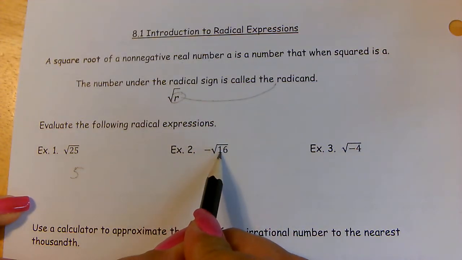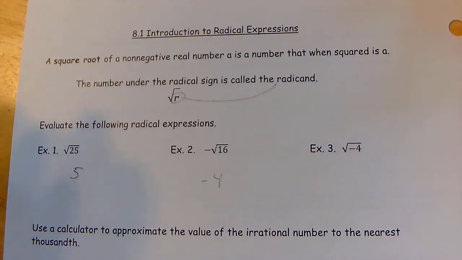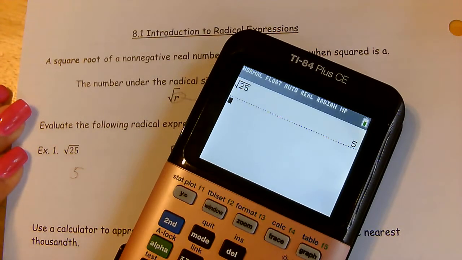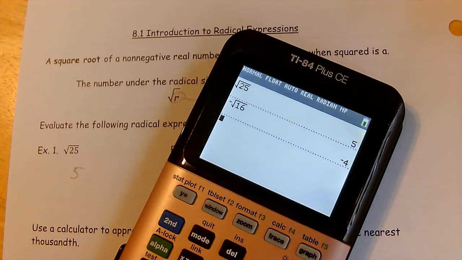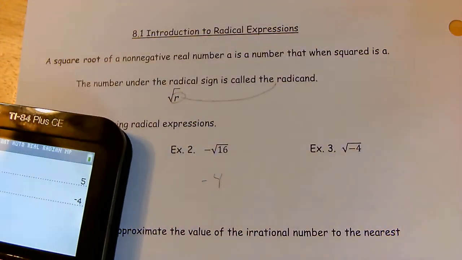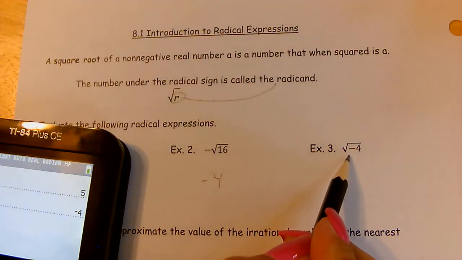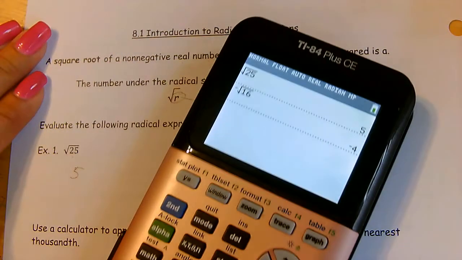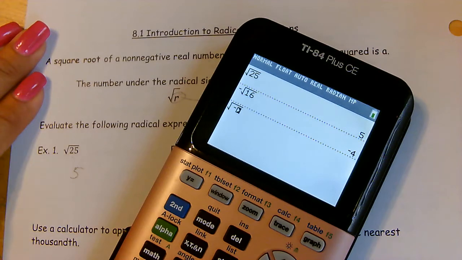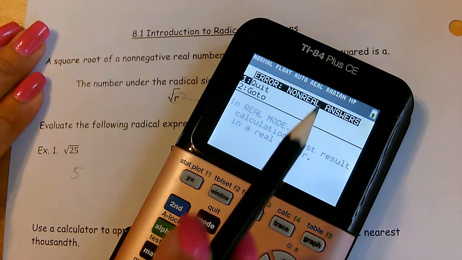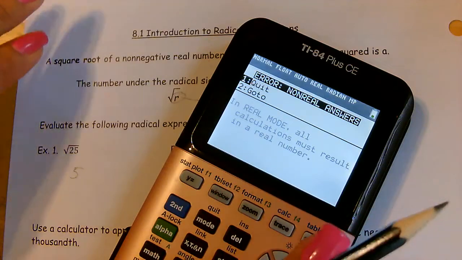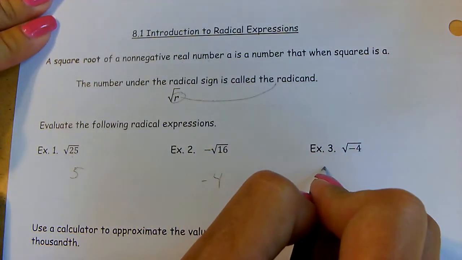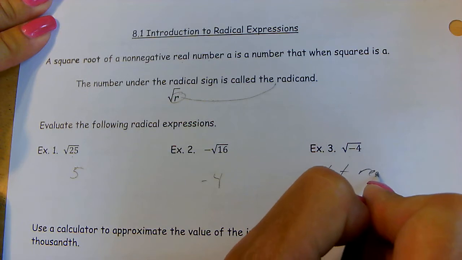The opposite of the square root of 16 is going to be negative 4, because the negative's on the outside. So it's going to stay negative, and the square root of 16 is 4. The square root of negative 4, remember we're dealing with non-negative real numbers. So, square root of negative 4, we can't do this, it's not real. We're not going to be doing this. It's not a real number.